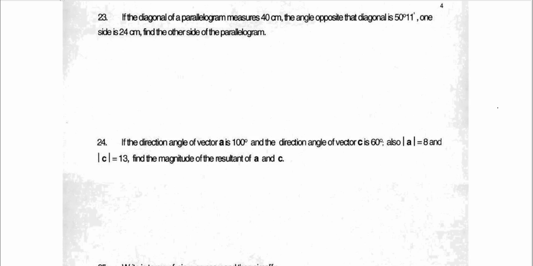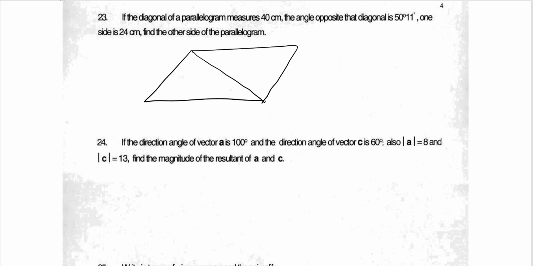Okay. This one's pretty easy. If the diagonal of a parallelogram measures 40 centimeters and the angle opposite the diagonal is 50 degrees, 11 minutes. So let's just draw a parallelogram. It doesn't really matter how we draw the diagonal. We'll draw it that way because that's the way I have it on my answer key. So this side is 24 centimeters, the diagonal is 40 centimeters, and the angle opposite the diagonal is 50 degrees, 11 minutes.